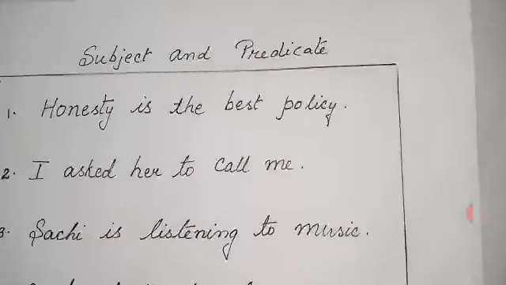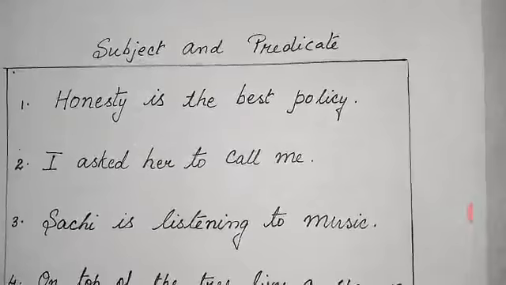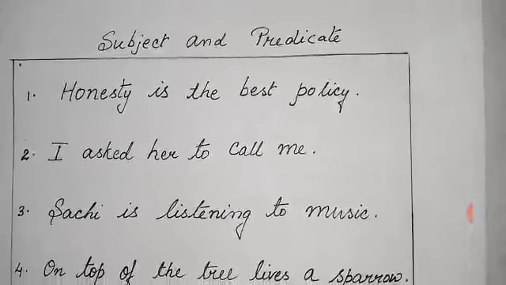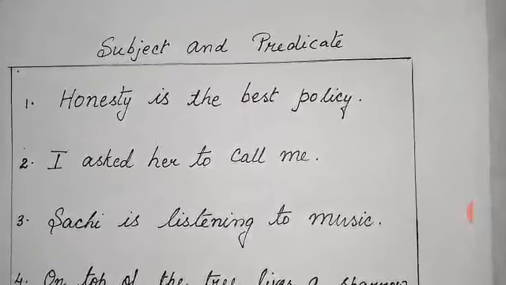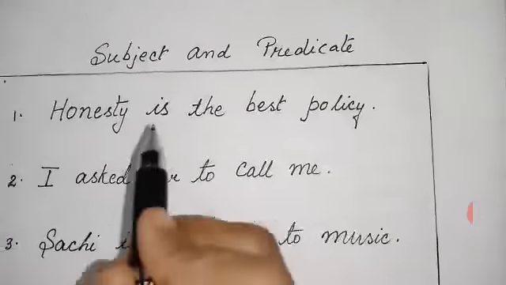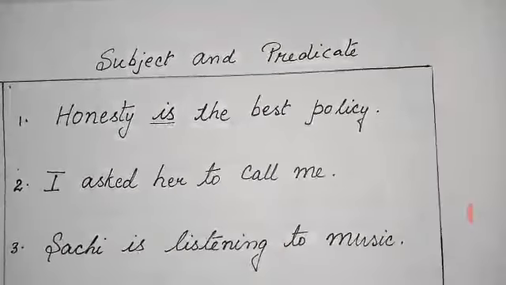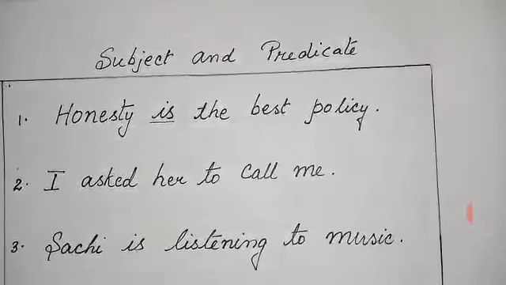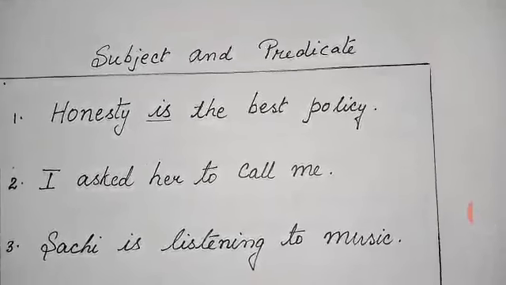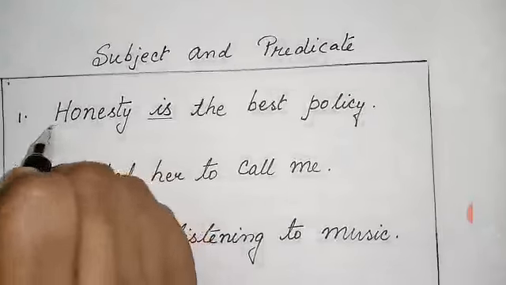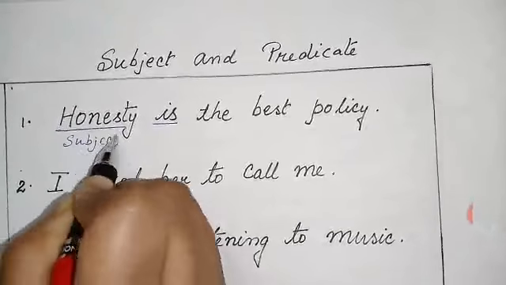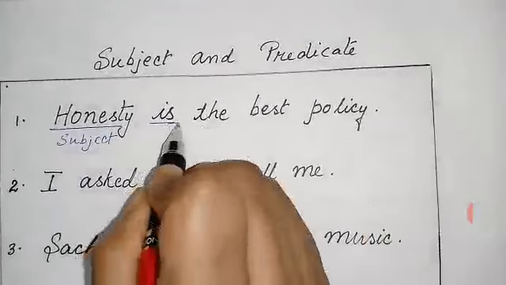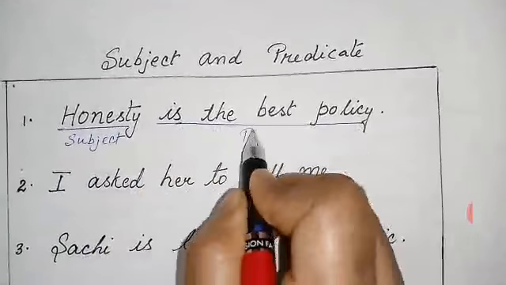Okay. Now come to the first question. See, honesty is the best policy. Can you say what is the verb here? Is. So, what is the best policy? The answer is honesty. Then, honesty is our subject, and the remaining part is our predicate.